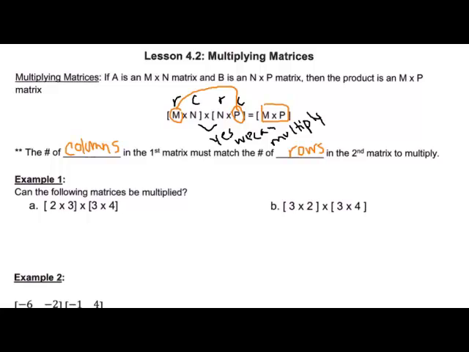So if we're looking at these examples, we want to determine whether we can multiply the following matrices. So again, we're looking at the middle here. Since they are the same, we can multiply. And we know that the solution is going to be a 2 by 4 matrix. For part B, notice that 2 and 3 do not match. So you cannot multiply these two matrices, and we say that it is not defined.